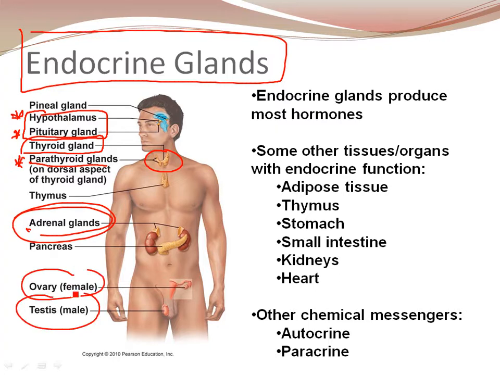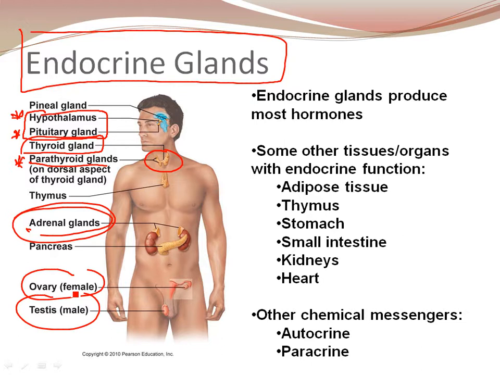Ovaries and testes, ovaries of course in the female, testes in the male, they produce the sex hormones, estrogen and testosterone, and you will learn more about those in Unit 3 on the reproductive system than you will here in this system.